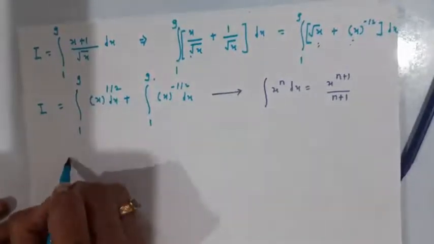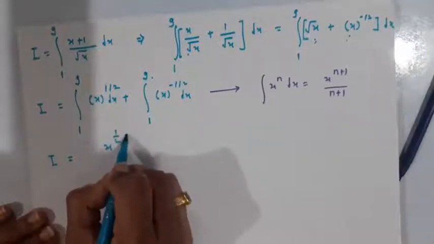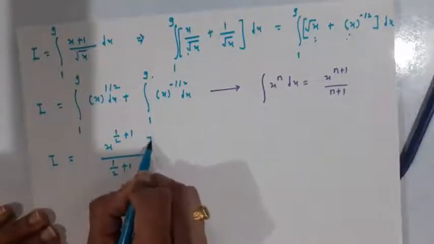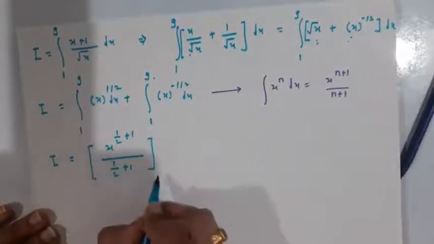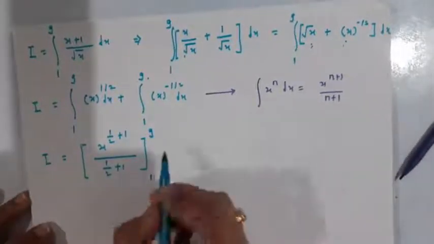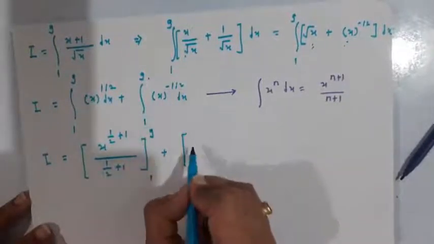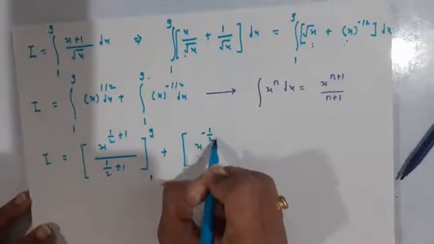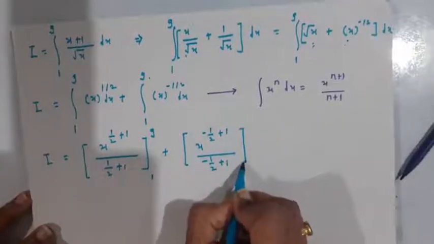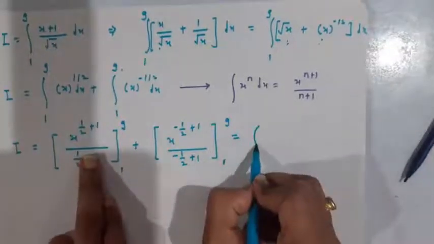So x raised to half means x raised to 1 by 2 plus 1 upon 1 by 2 plus 1. And now write down the limits of integration on the bracket. Okay, like this you have to write. Now plus integration of the second term: x raised to minus half plus 1 upon minus half plus 1, with limits of integration 1 to 9.